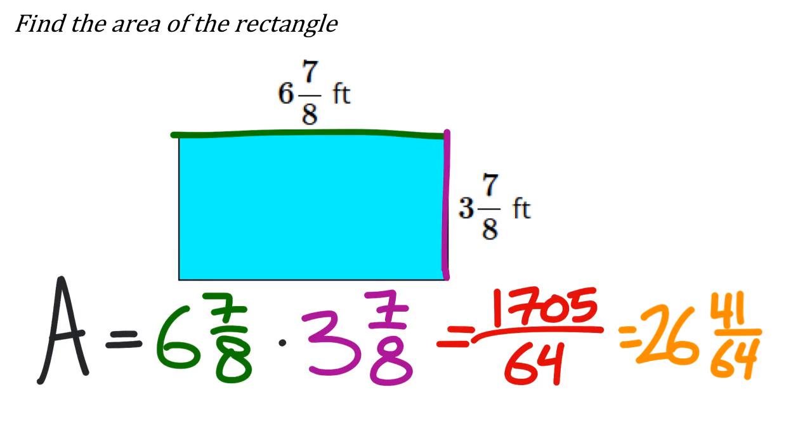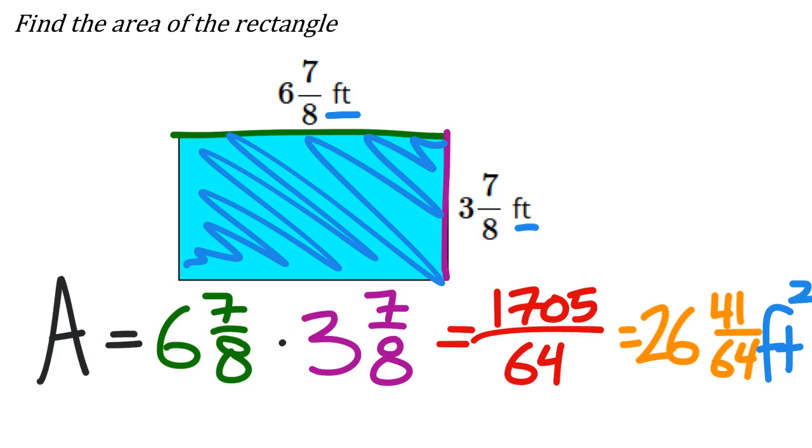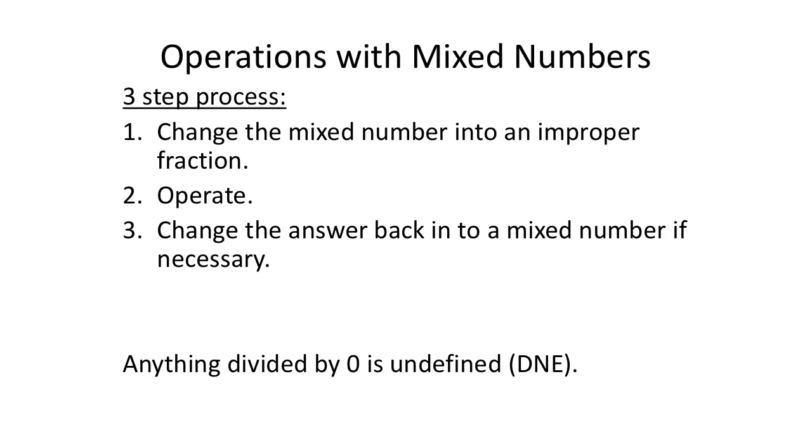We need to label it because this problem had labels in feet. So it's 26 41/64. It's not even feet, you guys. It's square feet. So we need to show that it's feet to the power of 2. That 2 exponent shows that it's two-dimensional, which area is. Right? This whole thing gave us a certain amount of area, which is in what we call squares. These are square feet.